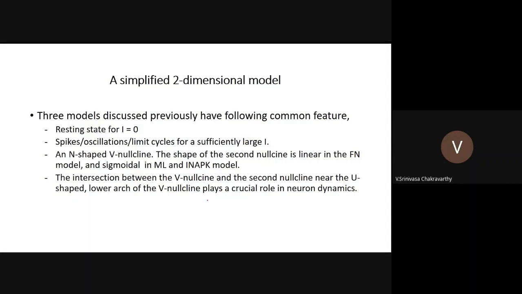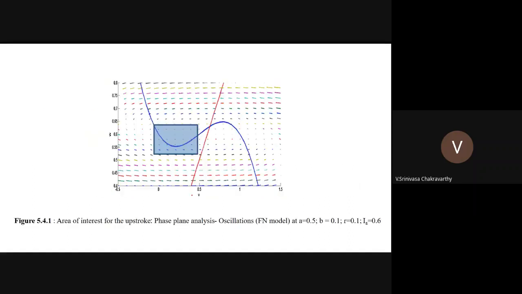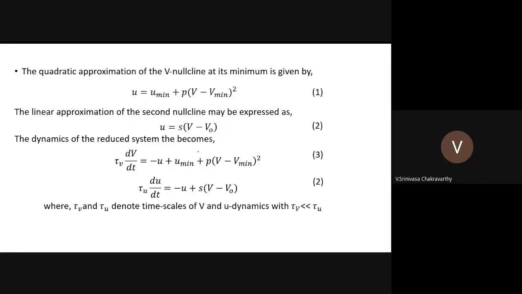The intersection between the V null line and the second null line near the U shape, the minimum point of the V null line, plays a crucial role in the dynamics. So this is the part which is most important, the intersection around this part. Can we capture this in the simplest possible model? How do you do that?